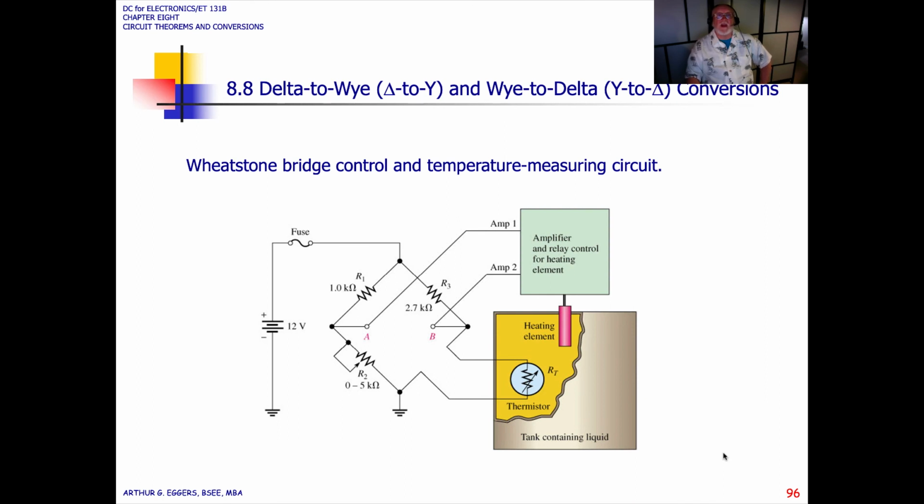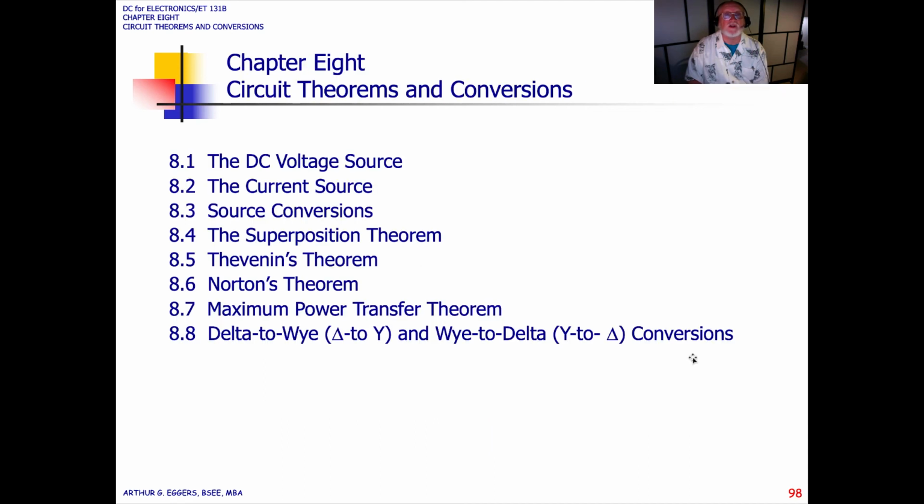Okay, we can see an example here of a Wheatstone bridge control and temperature measuring unit. We would have an amplifier and a relay control for an element, and then out here we would have a thermistor, and then some adjustment here that we can do to balance the circuit. So it's a way of using a Wheatstone bridge as a temperature measuring circuit. So in chapter 8, this is what we looked at, packed full of interesting conversions, theorems that we haven't seen before, and conversions for Y to delta.